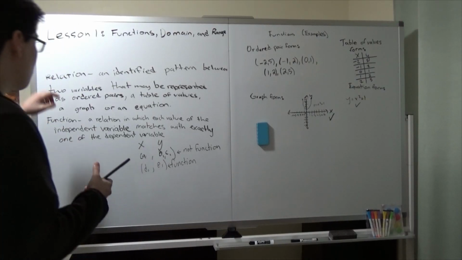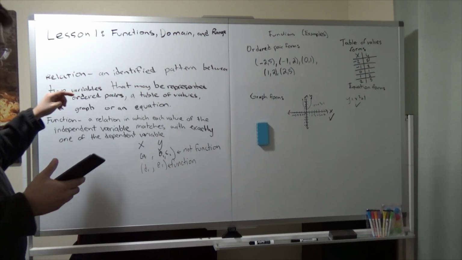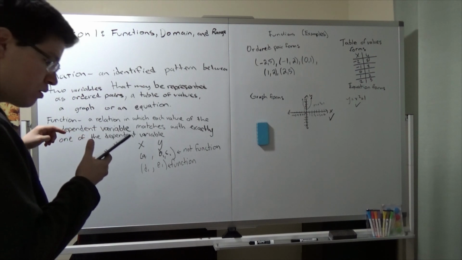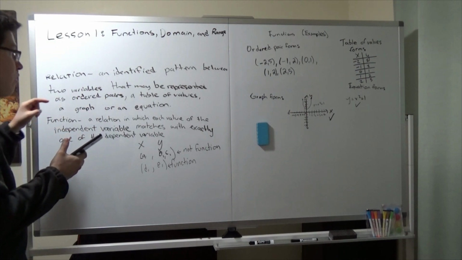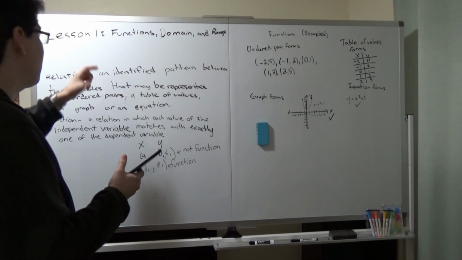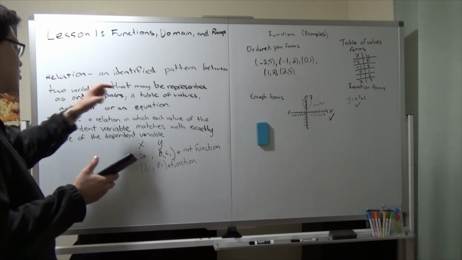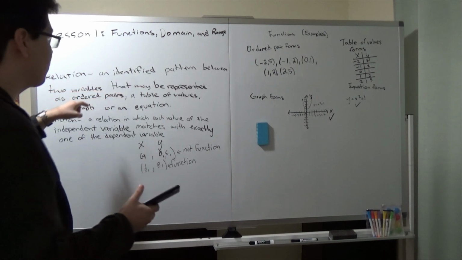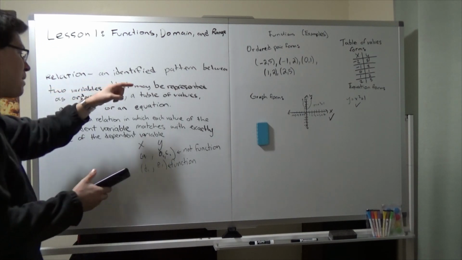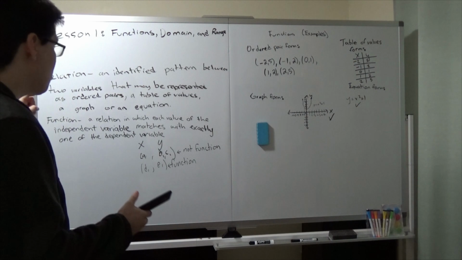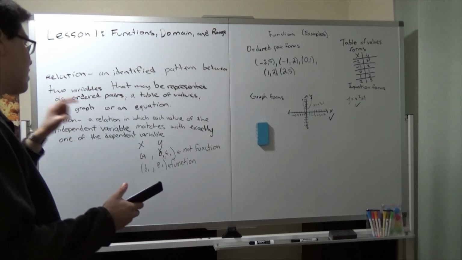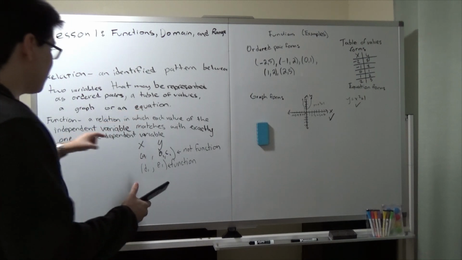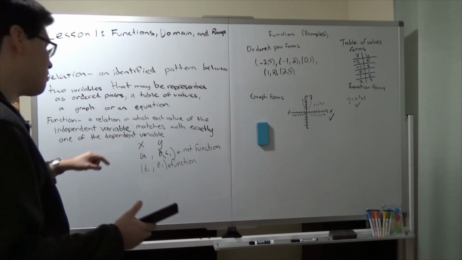So again, what is exactly the difference between a relation and a function? The difference would be a relation is an identified pattern between two variables that may be represented in the following forms. So it's simply a pattern between two variables, whereas a function is a pattern where the independent variable matches with exactly one of the dependent variable.